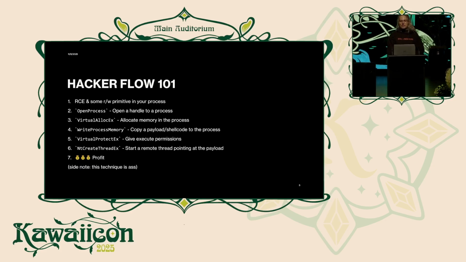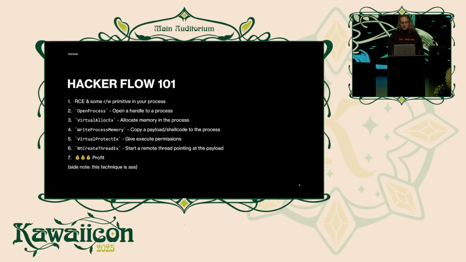So I'm going to start with a little bit of an overview. This is very basic kind of stuff, just to give you some sort of perspective of what you want to do here. You're in a lockdown process. You've got your RCE and some read-write primitives. The first thing that you're going to want to do is open a handle to another process to be able to inject some payload and get out of this lockdown process, right?